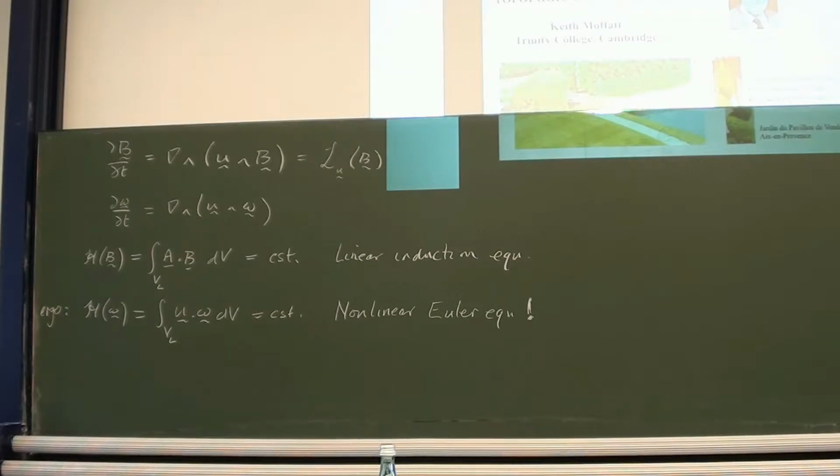I had to finish in a bit of a rush yesterday, so let me just remind you where we'd got to. I had been considering the induction equation for a magnetic field B in a perfectly conducting fluid. And the equation is given by this: dB by dt is the curl of U cross B, sometimes written as the Lie derivative with respect to the flow U of the field B.